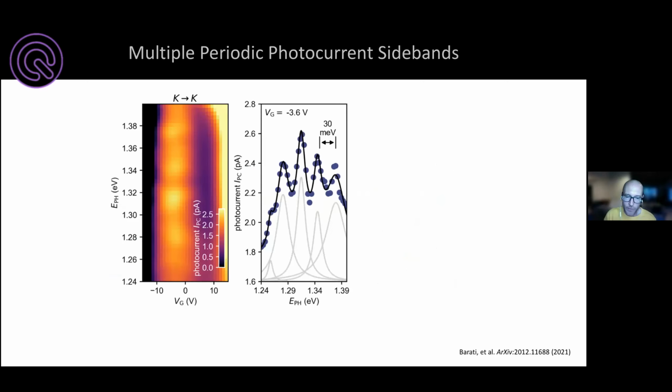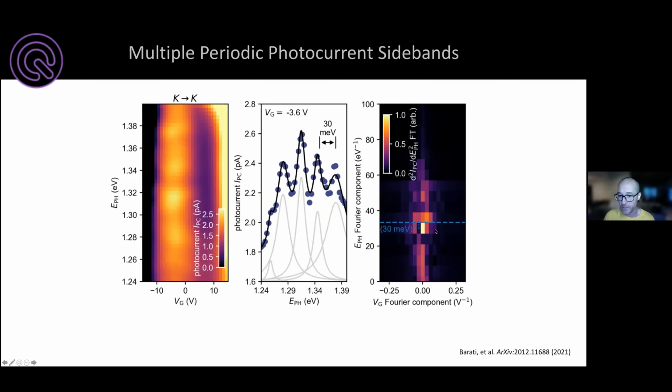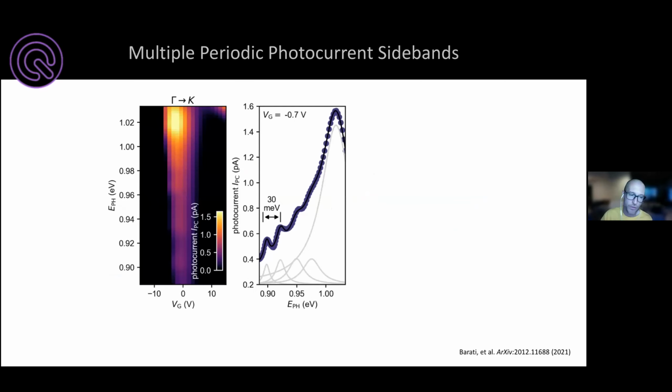And one of the most interesting things we found when we looked at the K to K interlayer exciton, we essentially saw very, very strong periodic sidebands. And these sidebands were separated by about 30 millielectron volts. And you can actually Fourier transform the data to see that these are very, very sharply defined right at 30 millielectron volts. But also in this system, we found a new exciton, a lower lying exciton.